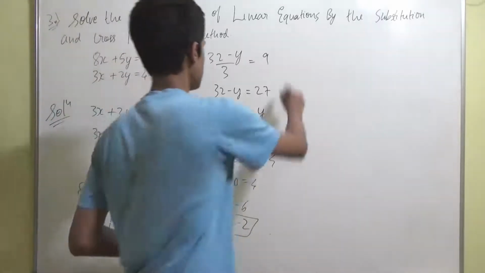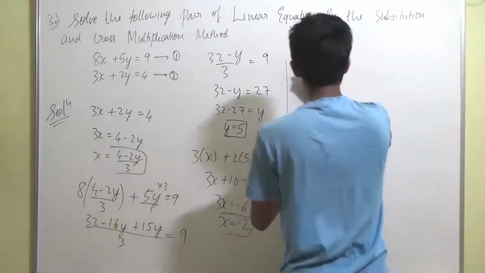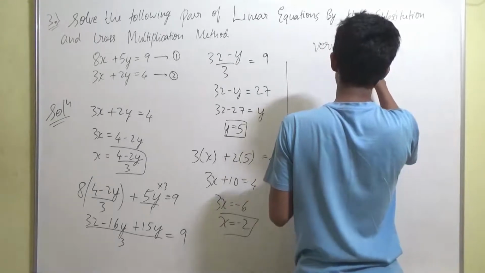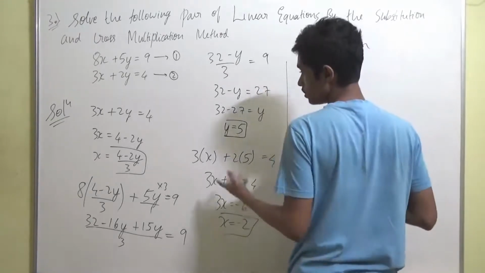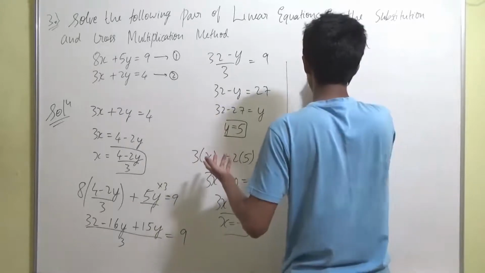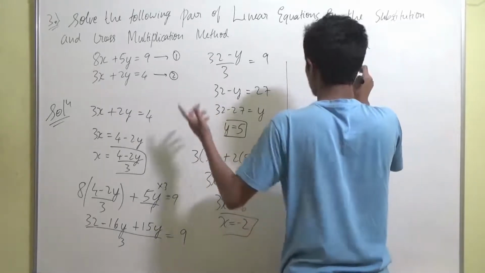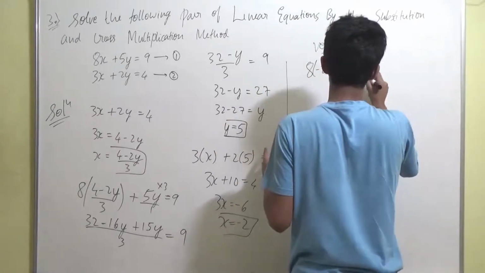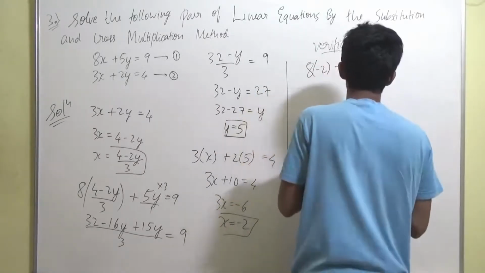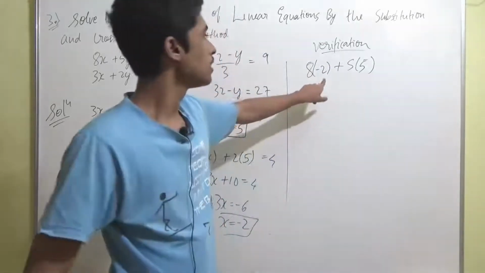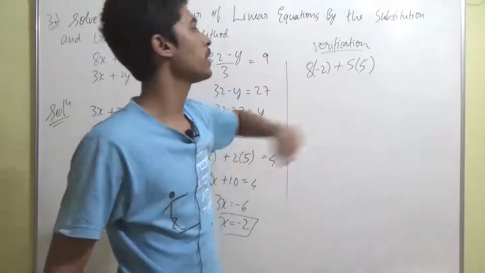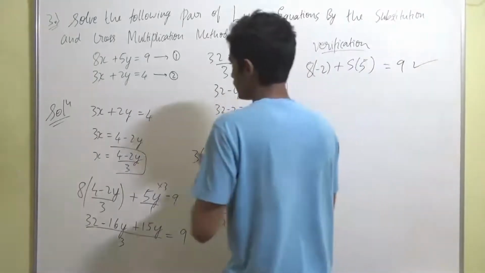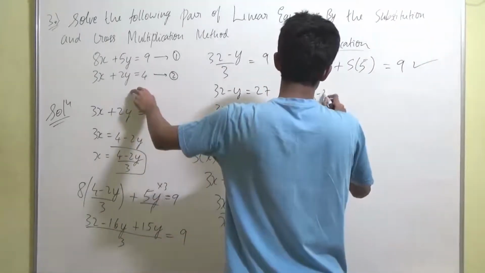Now let's do the verification, guys. In this verification, I hope you won't get any mistake, because I guess we have done it correctly. So let's do the verification. So 8 into x, which is minus 2, plus 5 into y, which is 5. Let's see if we get 9 as the RHS. So this is minus 16 plus 25, which gives us 9, guys. Which means with equation 1 we verified it. With equation 2, let's see now.